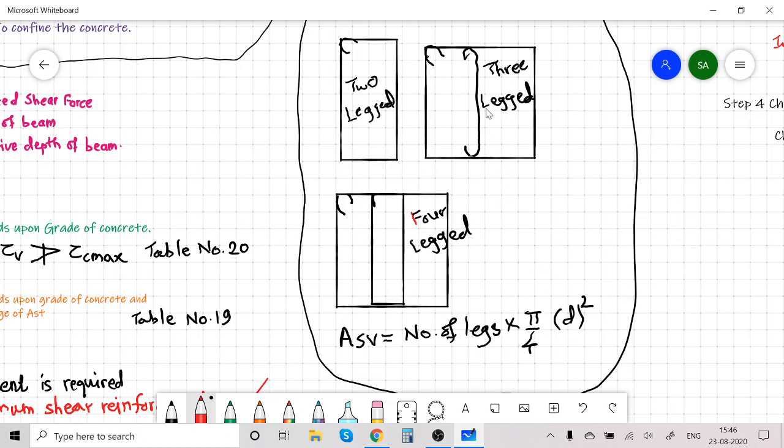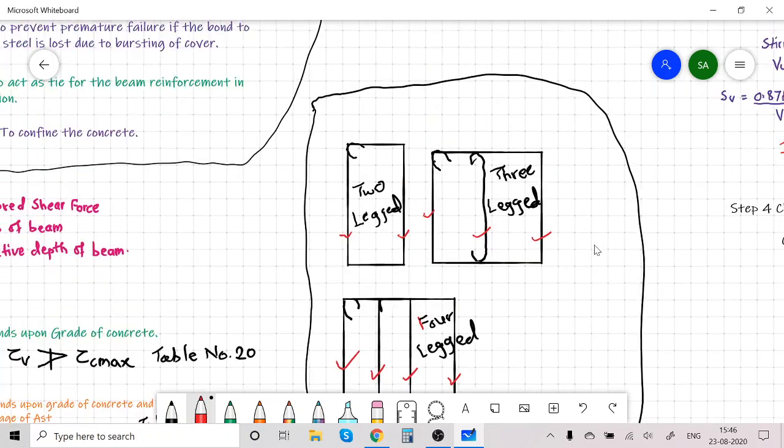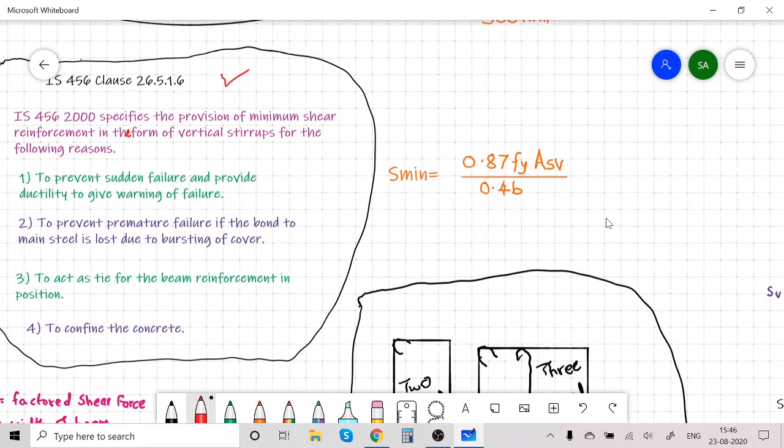This is a three-legged stirrup, and you can see it is a four-legged stirrup. See, 1, 2, 3, and 4. This is two-legged, 1, 2. This is three-legged, 1, 2, 3. So likewise, we will calculate the area of stirrups ASV as number of legs into pi by 4 d square, where d is the diameter of the bar used for stirrups.